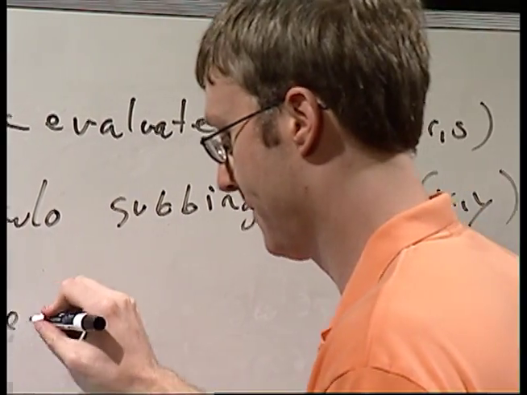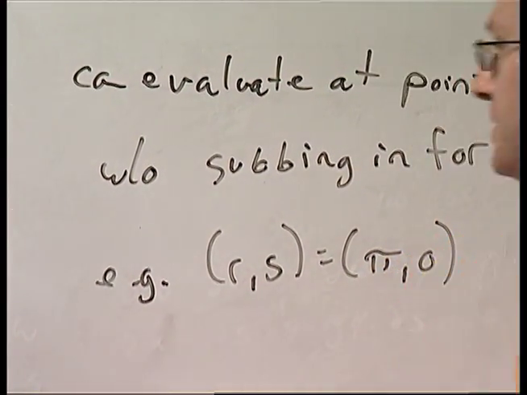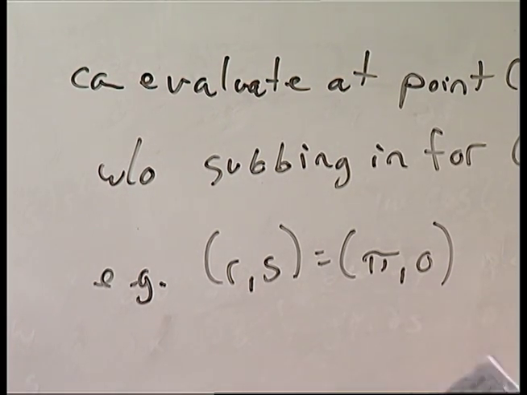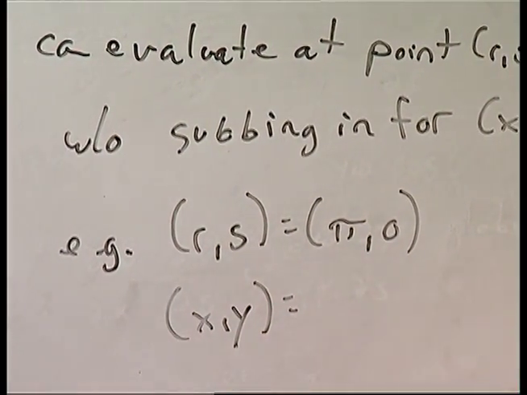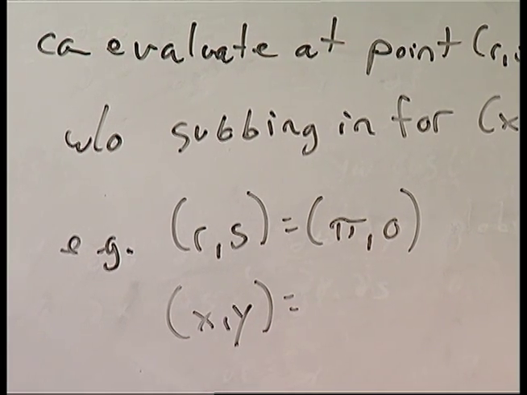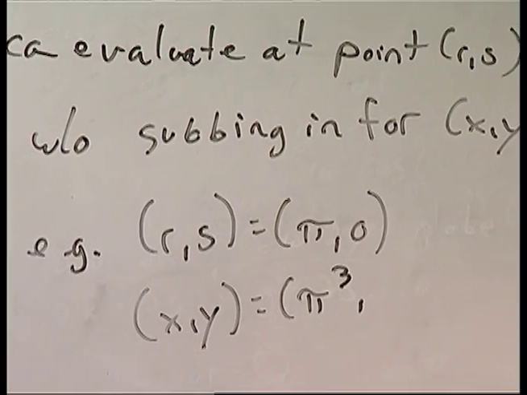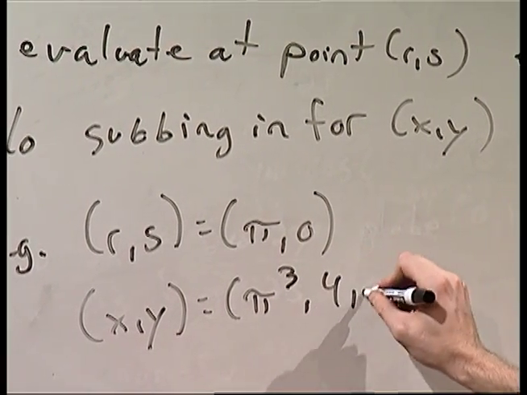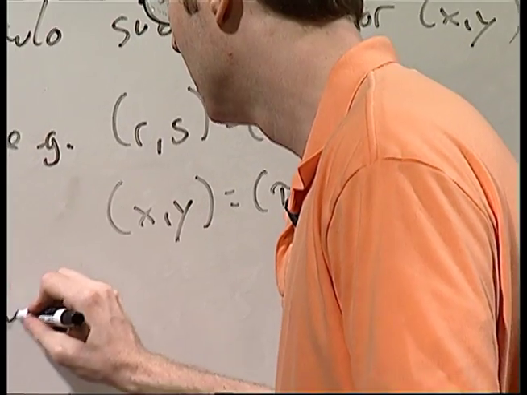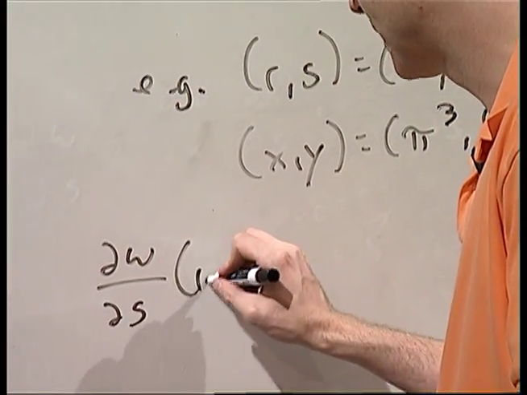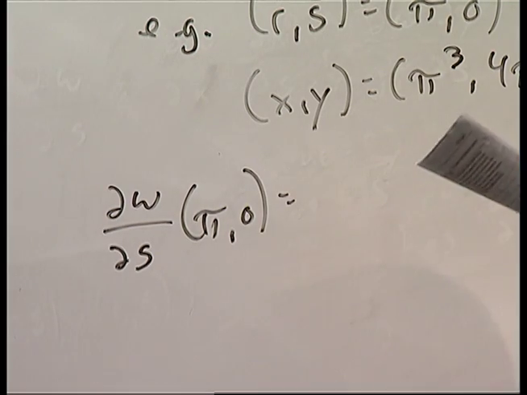So supposing, for example, I want r, s to be pi comma 0, what is my x, y point? My x, y point is pi cubed minus 0 for the x value, so pi cubed. And my y point is 4 pi squared. Right? That's what I've got. And so now I can say, partial w, partial s at the point pi, 0, rather than having to go through and sub everything in, I can just sub in these points, right?